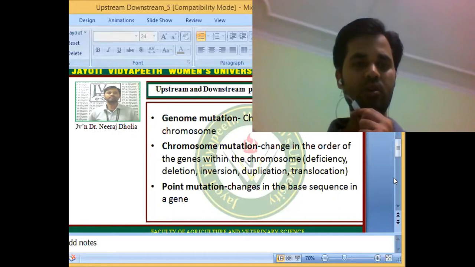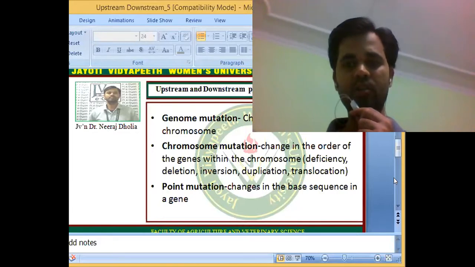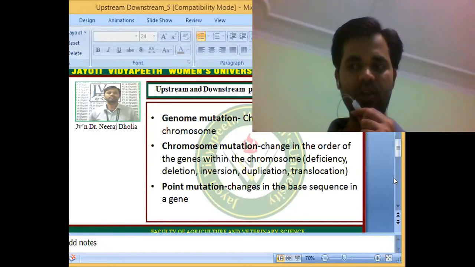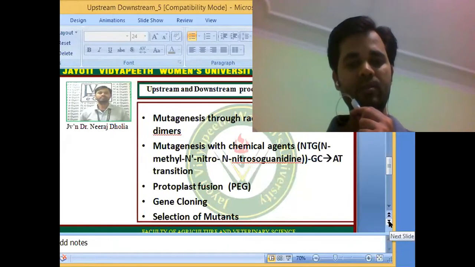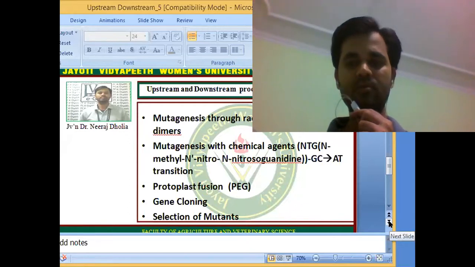Okay, so genome mutation is there, chromosome mutation is there, and there is a mutation known as point mutation. In point mutation, a change occurs in the genome at the point base level. One nucleotide is changed, one base is changed, changes in the base sequence in a gene. Okay, so what are the factors that cause mutations and what are the methods we can use for the mutations?